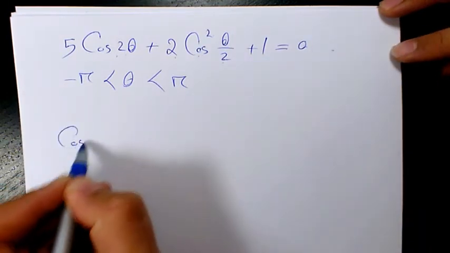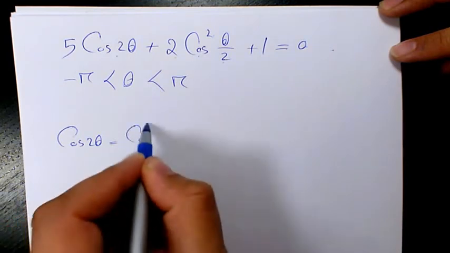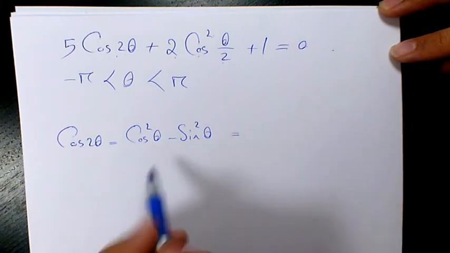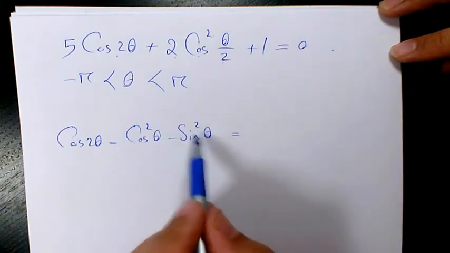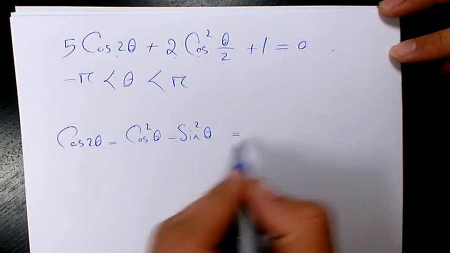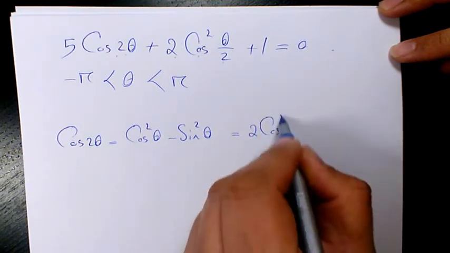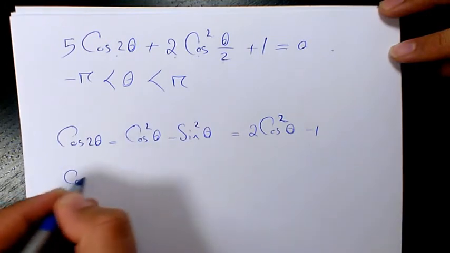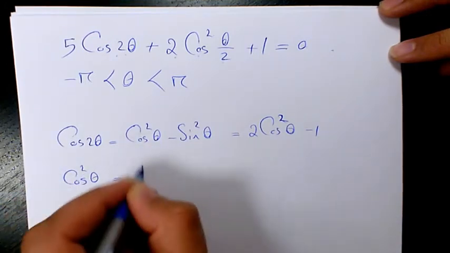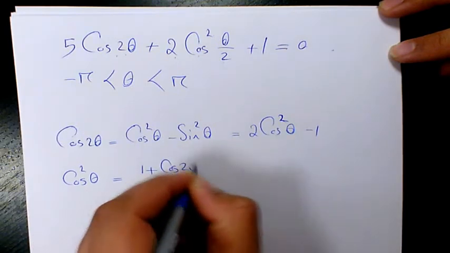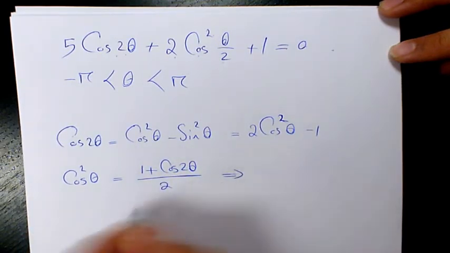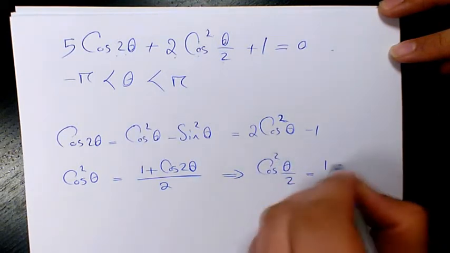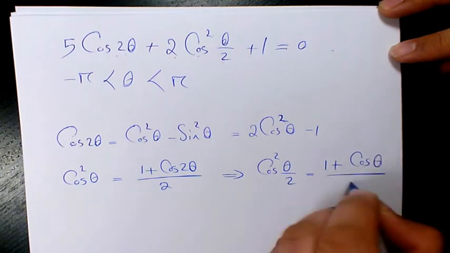We know cosine 2 theta is cosine squared theta minus sine squared theta, and if we want to keep it in cosine, we know sine squared theta is 1 minus cosine squared theta, so it's going to be 2 cosine squared theta minus 1. Then we know cosine squared theta equals 1 plus cosine 2 theta over 2, which means that cosine squared theta over 2 equals 1 plus cosine theta over 2.